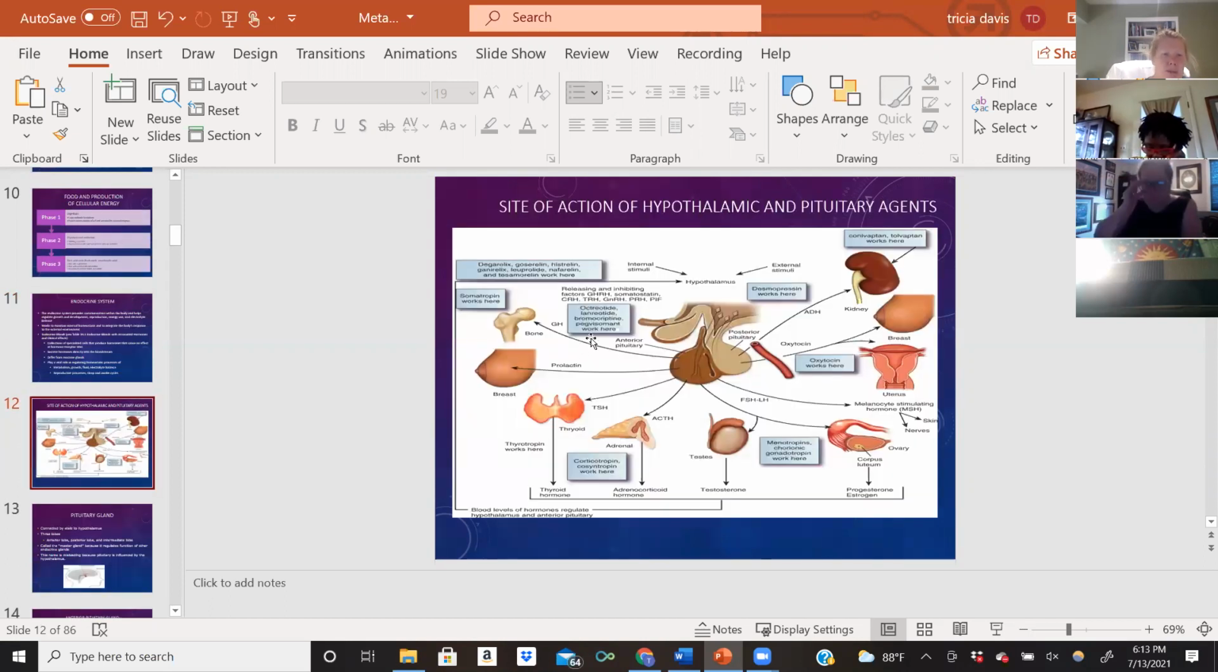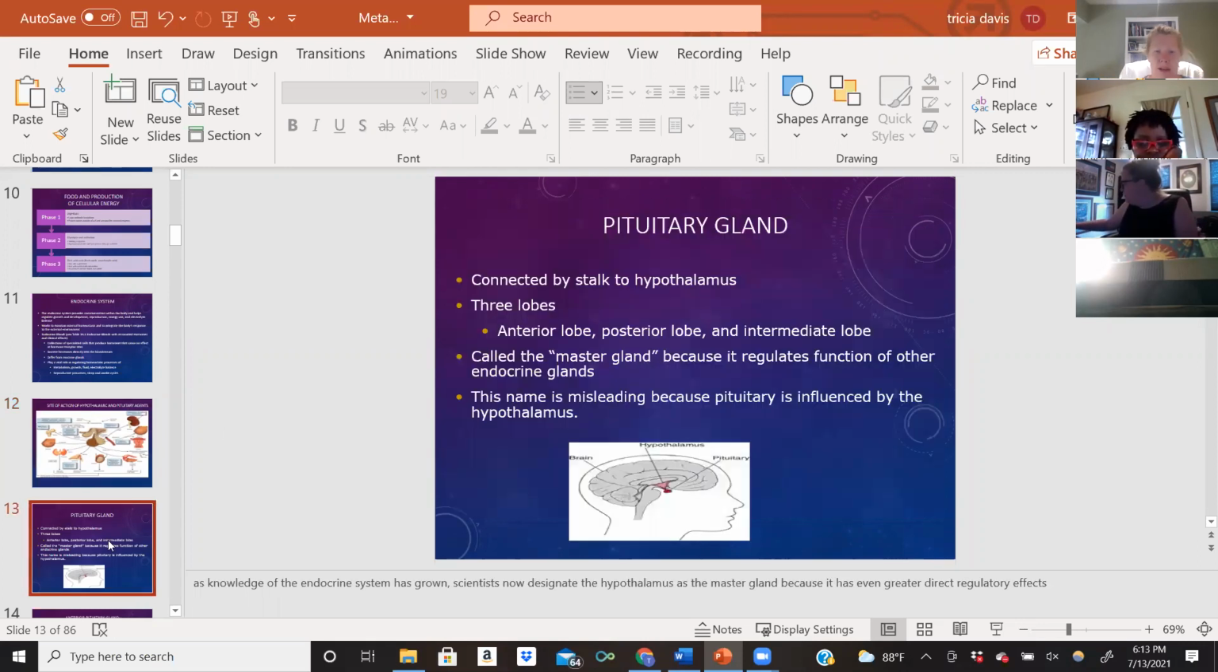So this is in your book. If you guys want to go and look at that, this is the site of action of the hypothalamic and the pituitary agents. So these are all the parts of the body that are involved in the endocrine system with making different hormones. And we're going to talk more about that.